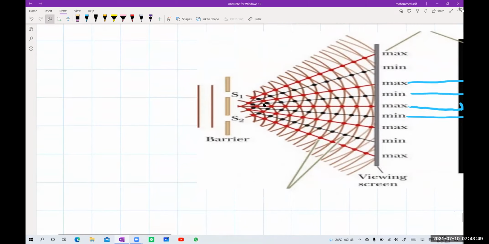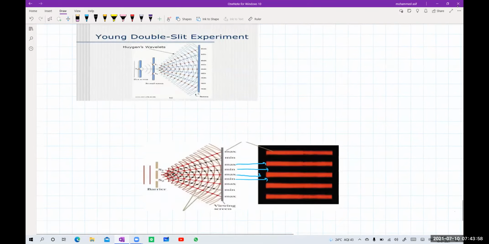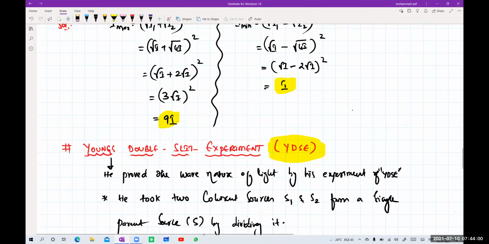Let's see even this diagram, if you can see. We are getting the central maxima point, then a dark point, again a minima point, like that. So this was the basic experimental setup of your YDSE. Go through it once again, beta.